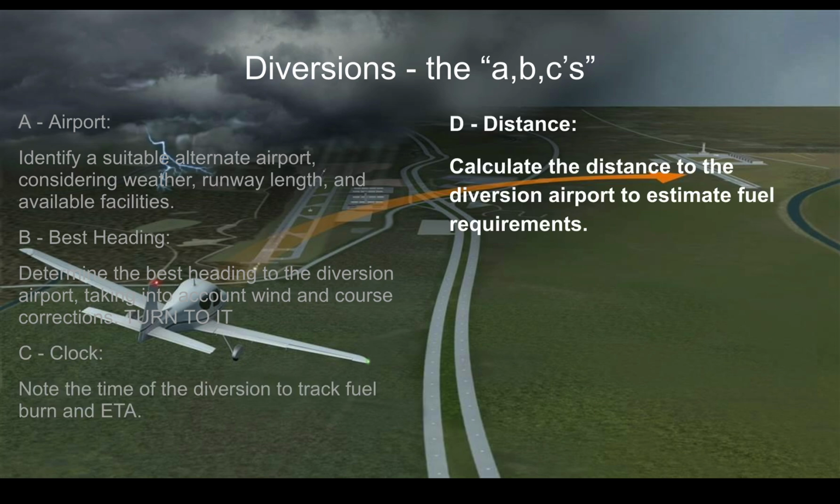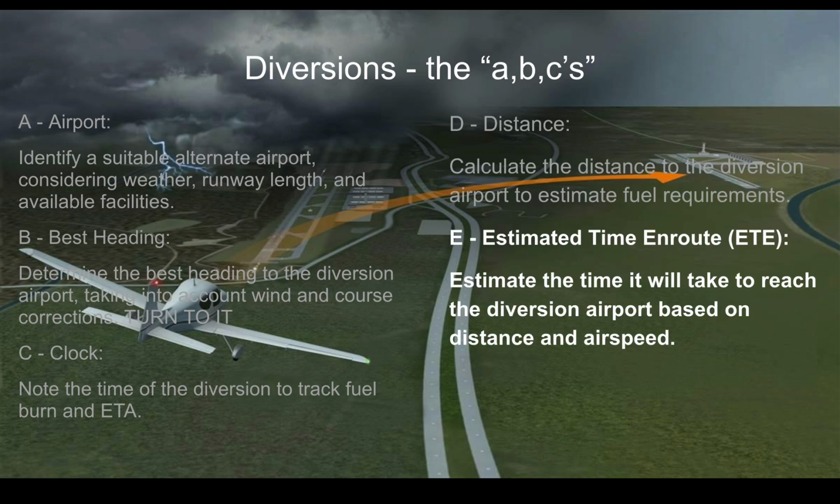Then we have D, distance. How far is it to there? Now I'm going to start doing some real calculations because I'm really planning on going there. Okay, oh, it's 180 miles. Okay, cool. I'm going 120. I'll be there in about an hour and a half. And that's what I'm going to figure out next: my estimated time and route.